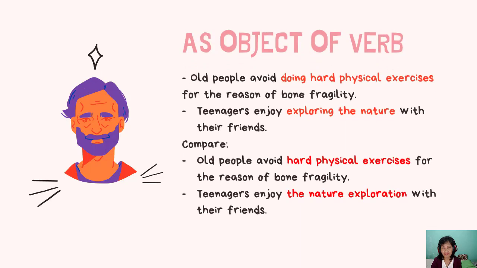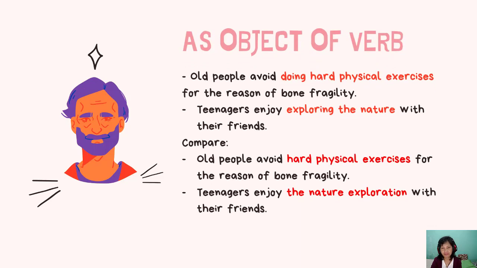Next position, as object of verb. Old people avoid doing hard physical exercises for the reason of bone fragility. So, this is the verb. Teenagers enjoy exploring the nature with their friends. This is the verb, and this is the gerund.